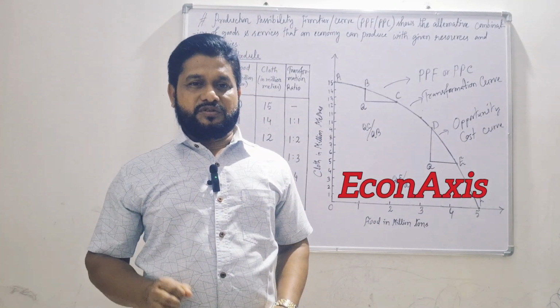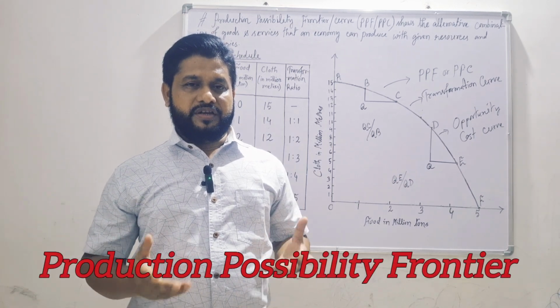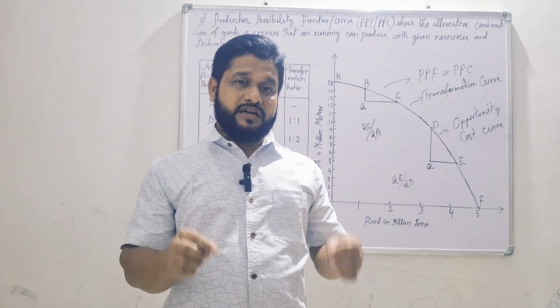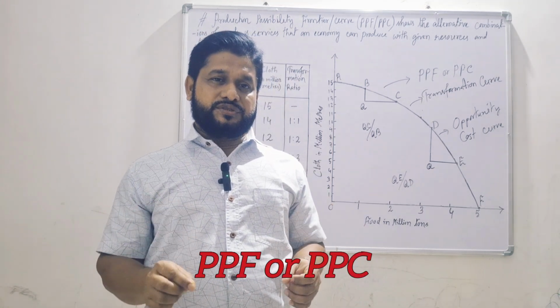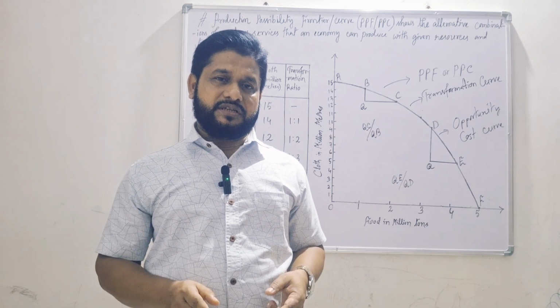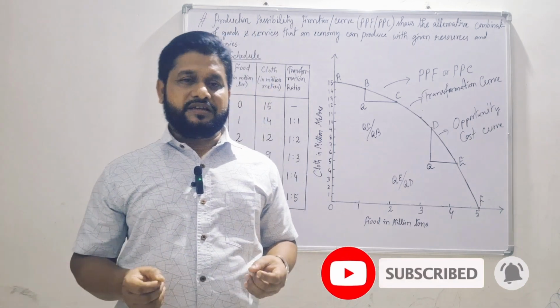Today we shall discuss the topic of production possibility frontier. The production possibility frontier, or production possibility curve, is a curve which shows all the alternative combinations of the goods and services that a country can produce given its available resources and technology.